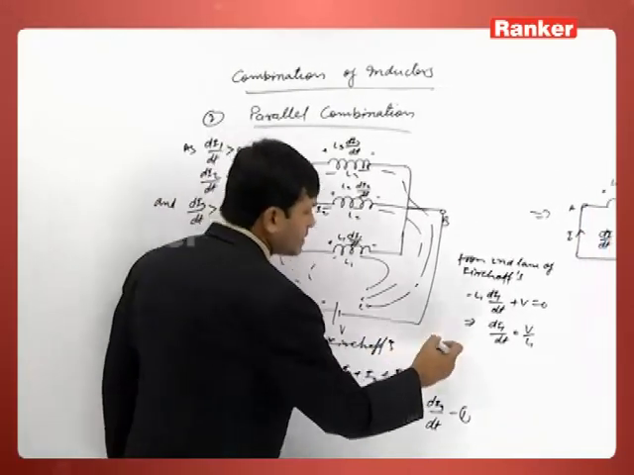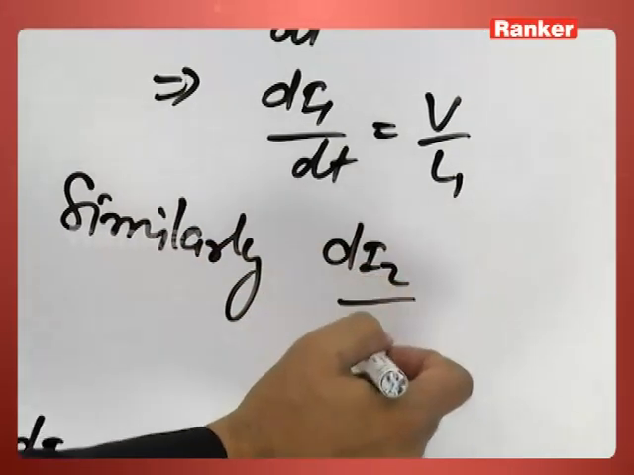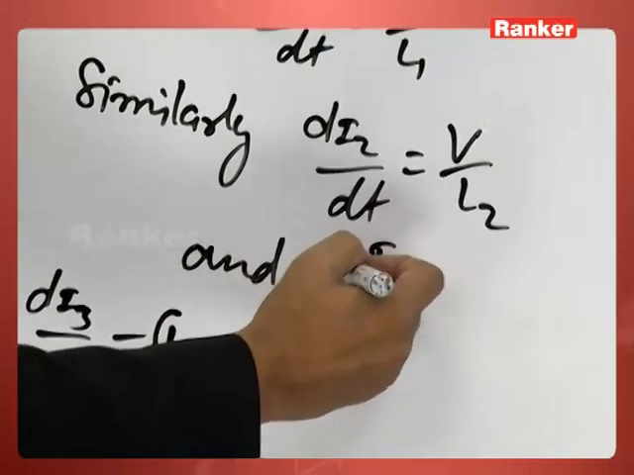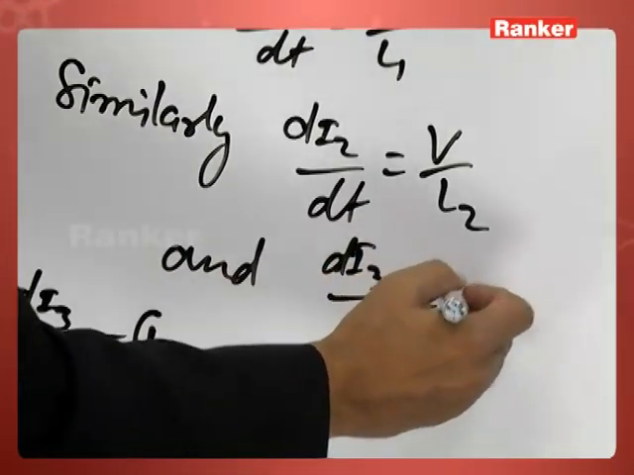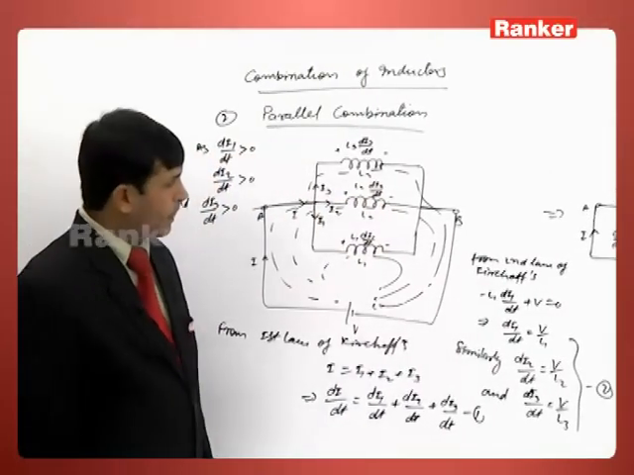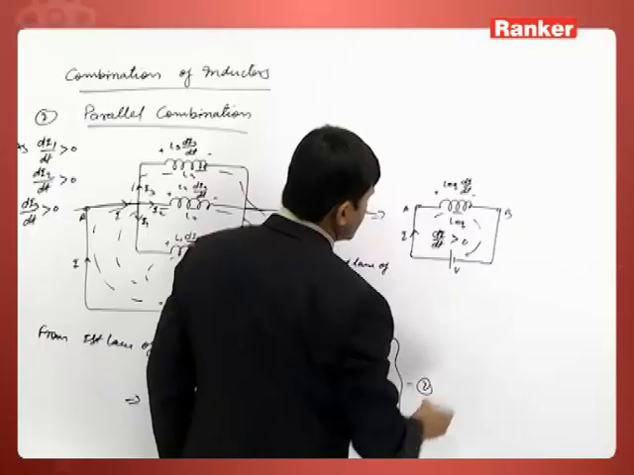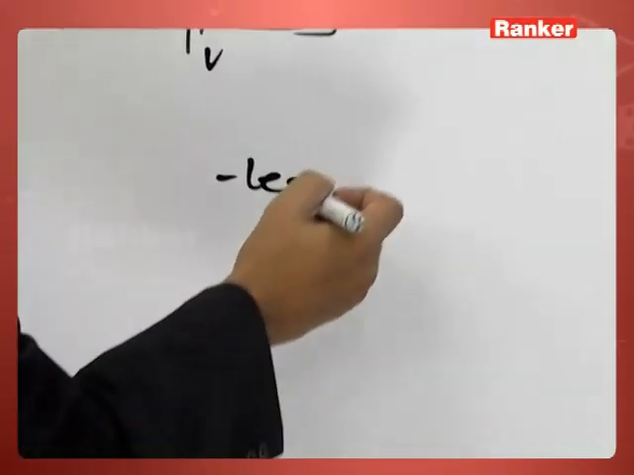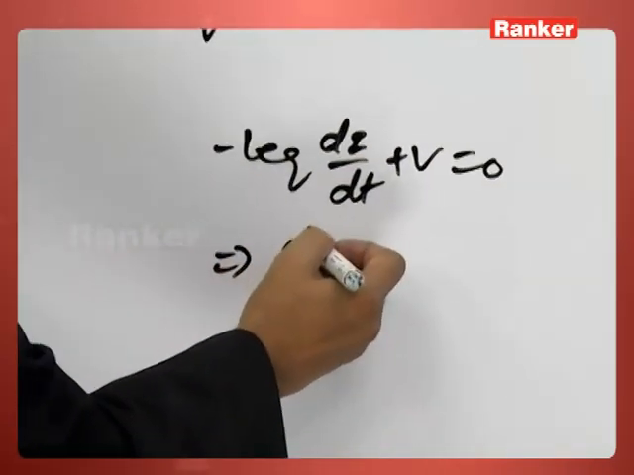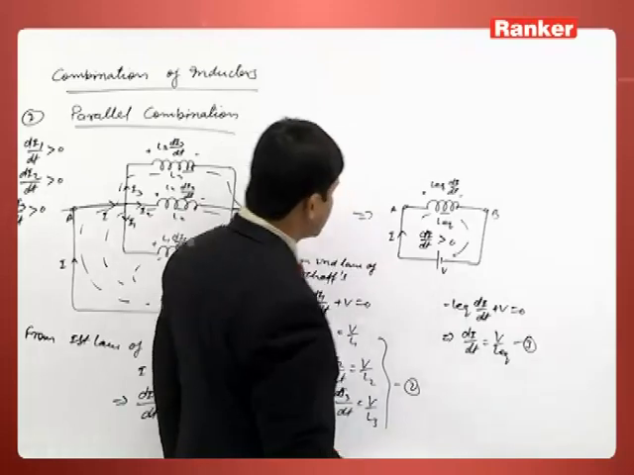Similarly, di2/dt is V by L2 and di3/dt is V by L3. Let this be equation number 2. And now for the equivalent inductor, we can apply Kirchhoff's law. So minus L equivalent di/dt plus V is 0. So di/dt is equal to V by L equivalent. This is your third equation.